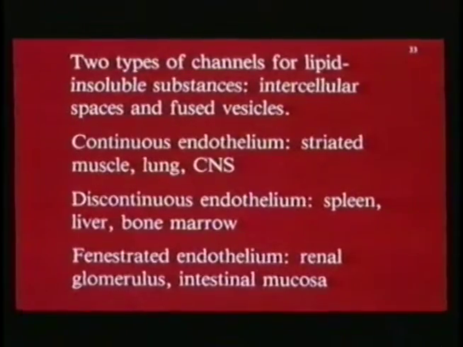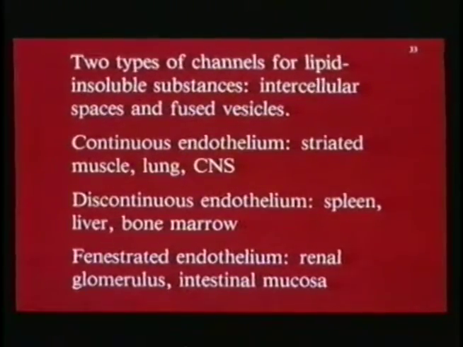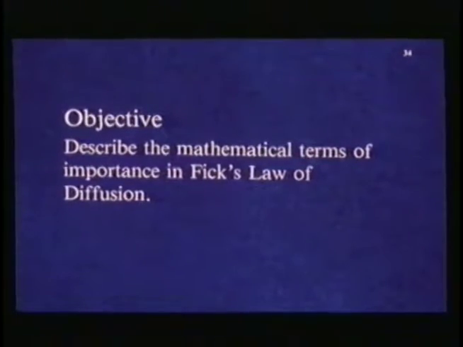33. The two types of channels that traverse the endothelium and provide possible routes for transcellular movement of lipid-insoluble substances are intercellular spaces and fused micropinocytotic vesicles. Continuous endothelium may be found in striated muscle, lung tissue, and the central nervous system. Discontinuous endothelium may be found in the spleen, liver, and bone marrow. Fenestrated endothelium is found in the renal glomerulus and intestinal mucosa. 34. Your next objective is to be able to describe the mathematical terms of importance in Fick's law of diffusion.